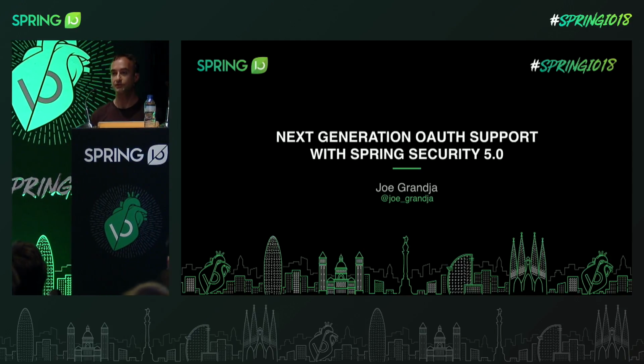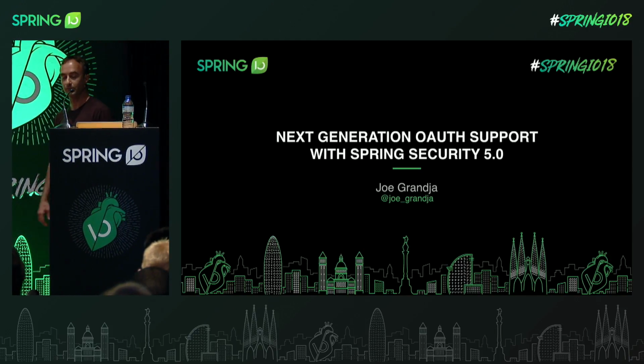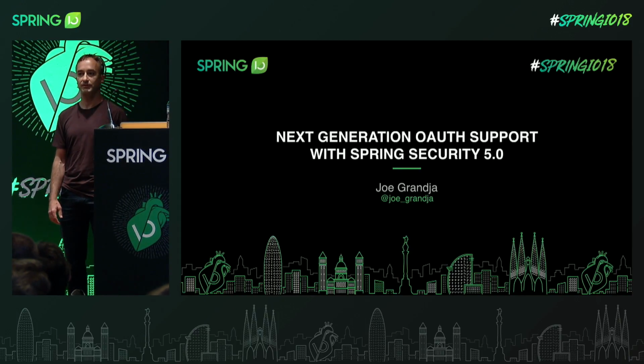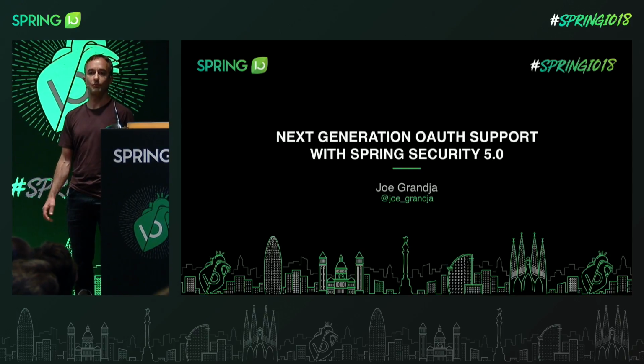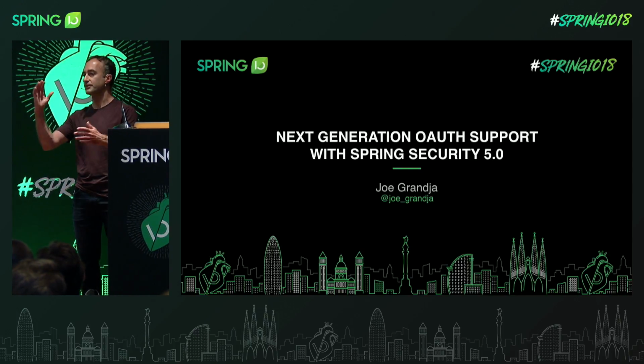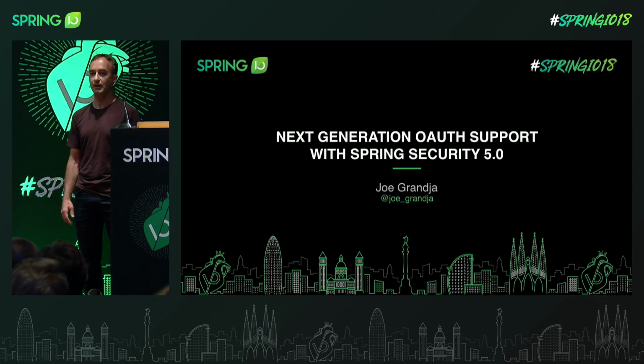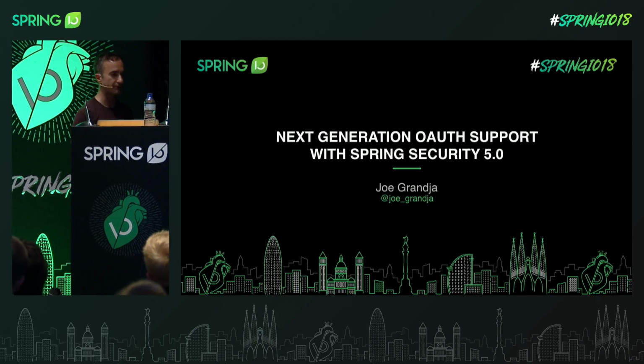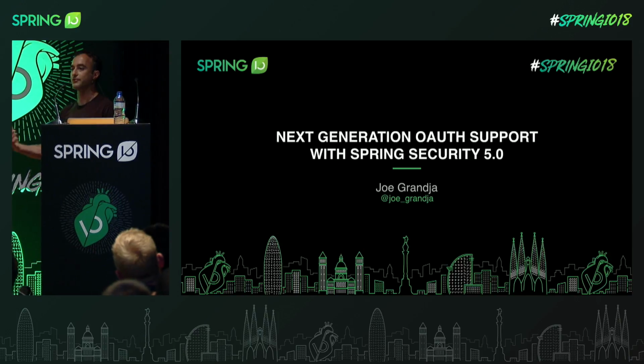My name is Joe Grandja, and I'm with Pivotal. I'm on the Spring Security team, and I've been heavily focused on the whole OAuth space and OpenID Connect and all the extension specifications built on top of OAuth and JWT and the Jose framework. And this presentation, next generation OAuth support in Spring Security 5. What does this mean, next generation OAuth support?